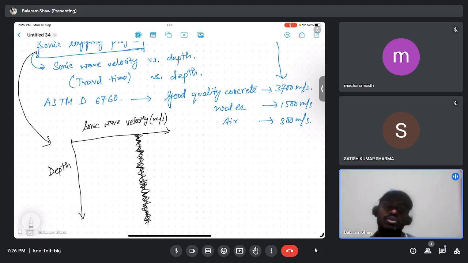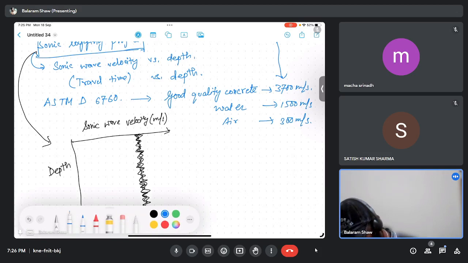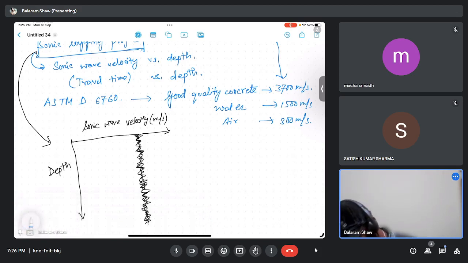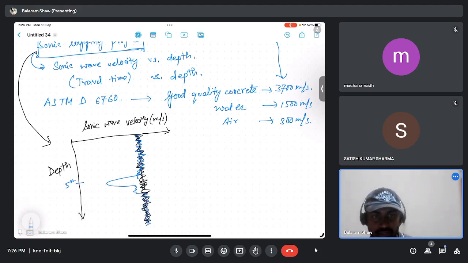But in the fourth pile, let us say we are having a defect. Okay, so I'll draw that in blue, let us say. So let us say at a depth of 5 meter, we are having a defect. So what will happen, the strength will be like this, but here we are having a defect. So there can be some change in the wave pattern, and again it is correct, so it will be like this. Okay, so this change in the sonic wave velocity pattern tells us that there can be some defect here.